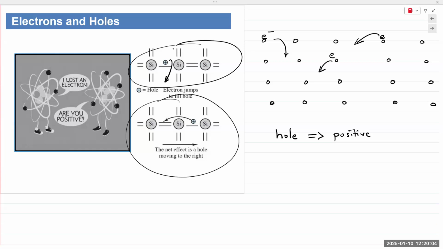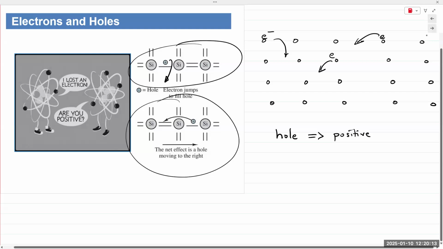And again, I'll give Professor Chuck Bland credit for the meme. And the answer is, of course, yes. If you lose an electron, you are positive.